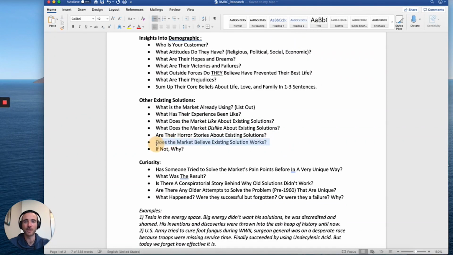This is a really fundamental question: does the market believe that existing solutions work? Because there are really different types of customers, and if they believe there are existing solutions that already work, then you actually have more work to do, right? If you're trying to sell fuel for cars and you're like, because we all know gasoline doesn't work, then the market's going to be like, screw you, of course it works. I put gas in my car every week or every two weeks and my car runs, right? So you have to work harder.